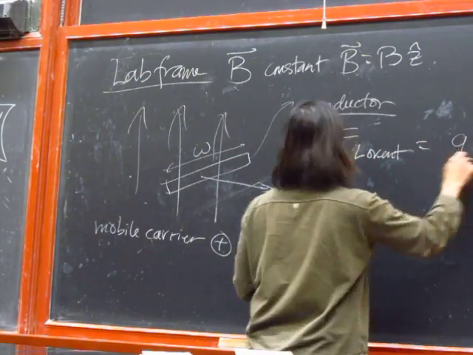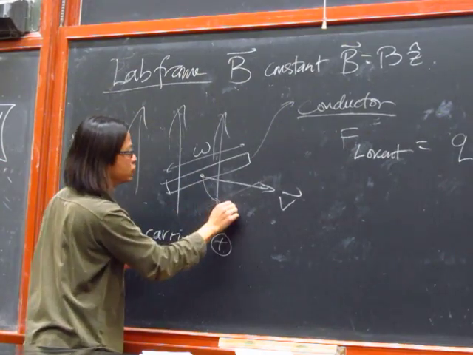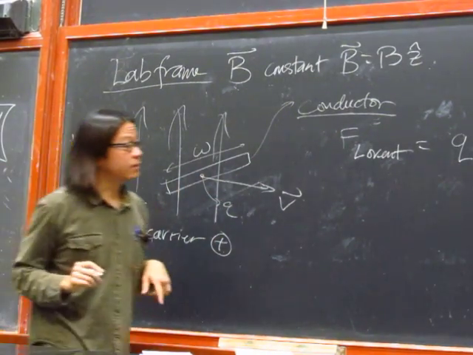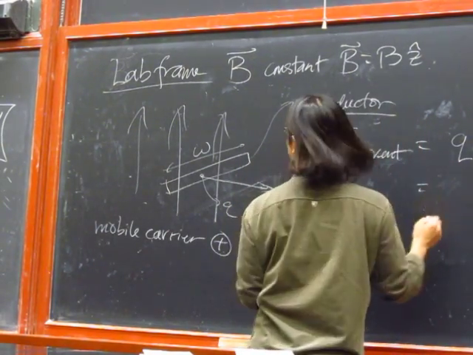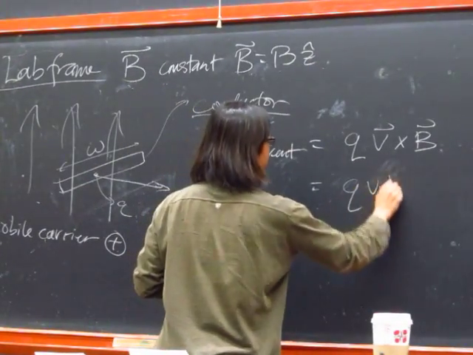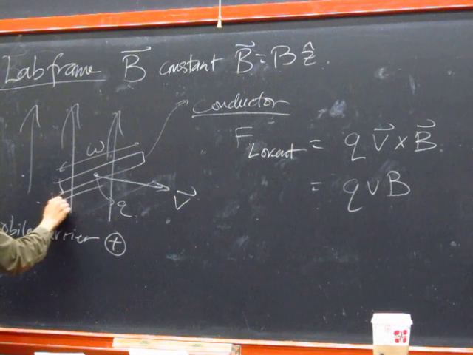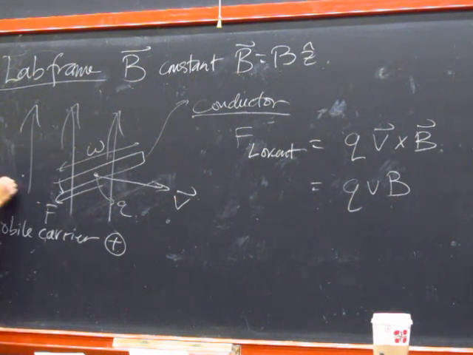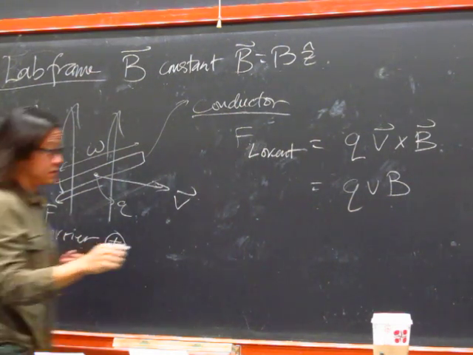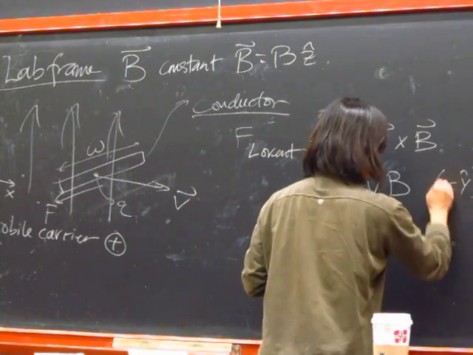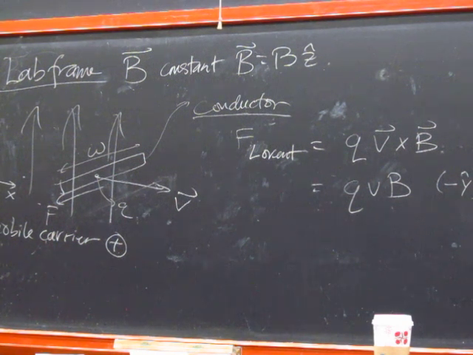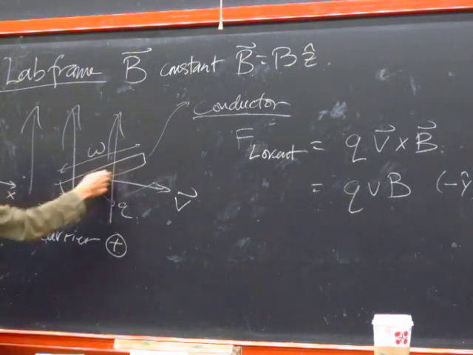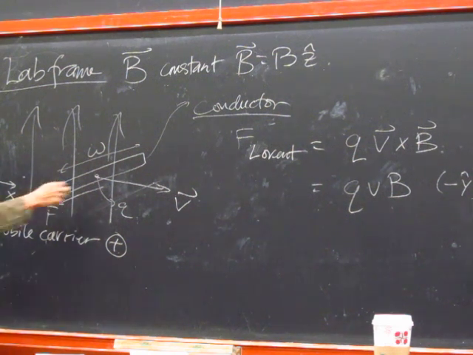And it's given by, for a test charge Q, one of the mobile carriers, Q V cross B, right? Which is going to be equal to Q V B, and it's going to be in this direction, in the minus y direction. Okay. So what happened? Then this charge will move, right? It will move and migrate in that direction.